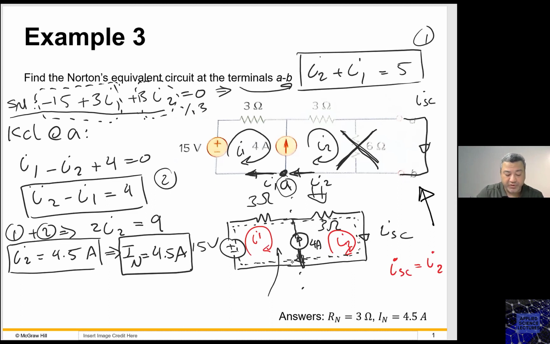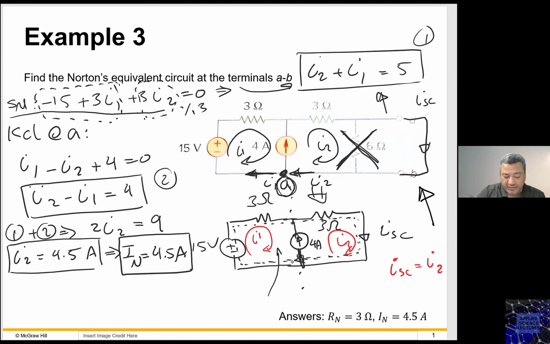So I got the super mesh equation, and then I simplified that equation by dividing it by 3. I got this equation. And then I continued and I wrote KCL right at A here to find the relationship between my mesh currents, which are the variables in mesh analysis, and this current source. This is the equation that basically binds both mesh currents with the current source in between here.